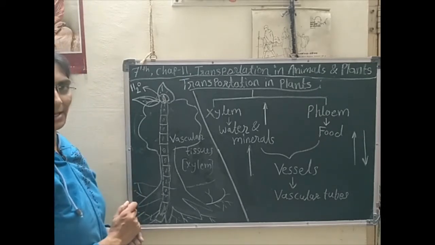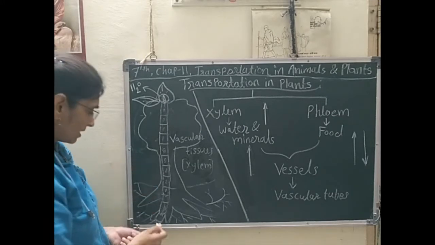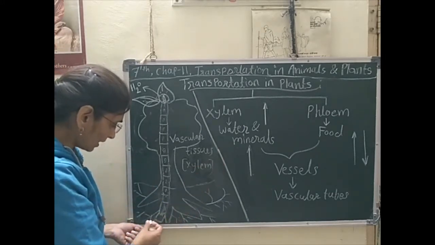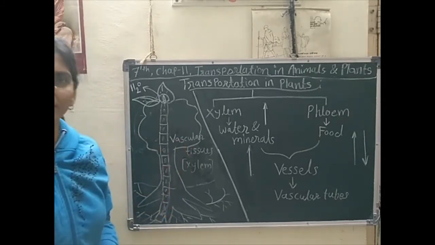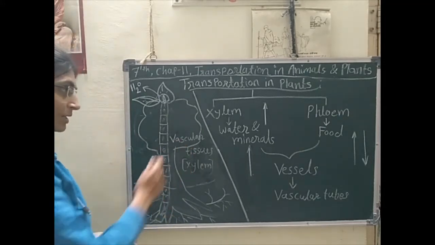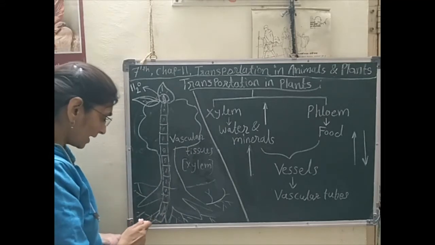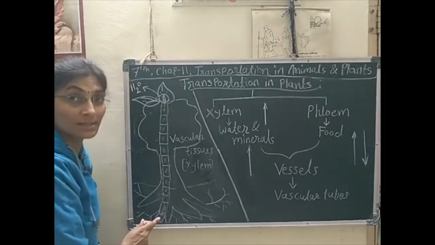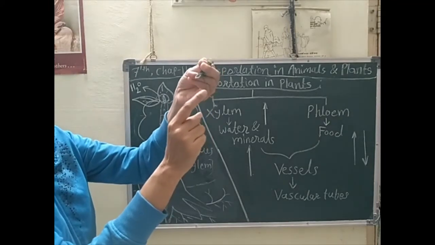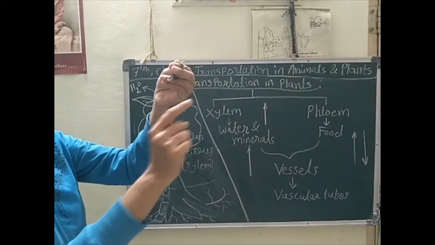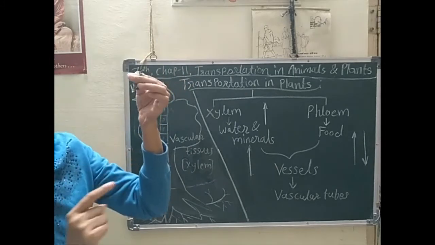The water is very necessary for all purposes. So, water is present inside the soil and minerals are also present inside the soil. So that water and minerals get absorbed by the cells which are present on the root hair. And what does the root hair do?